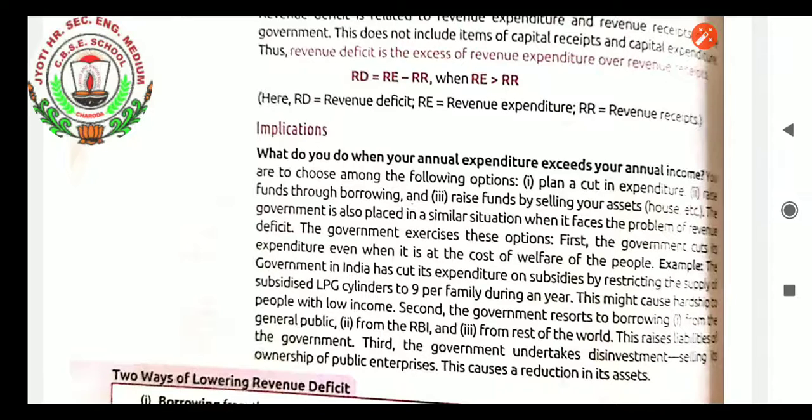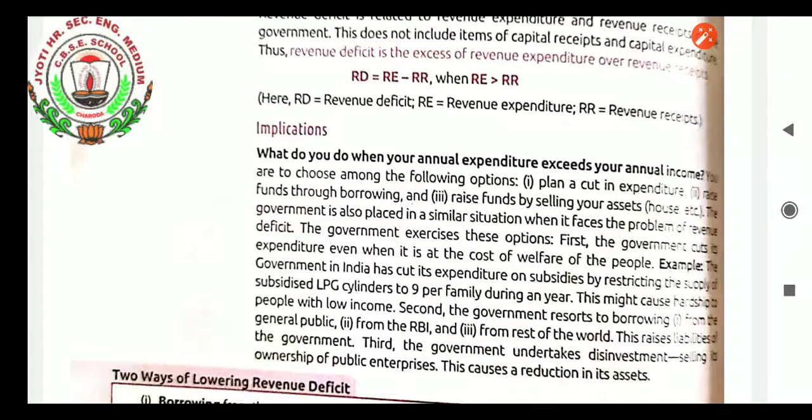Same way government also do. Government exercise three options. Very first, the government cuts its expenditure even when it's at the cost of welfare of the people. Though it is for the welfare of the people, if the government revenue is not that much, definitely government will reduce its expenditure.